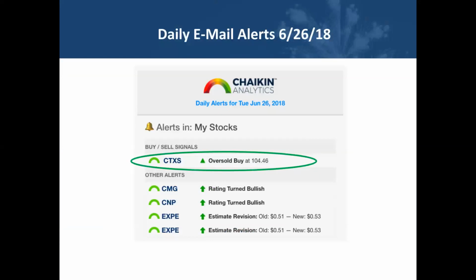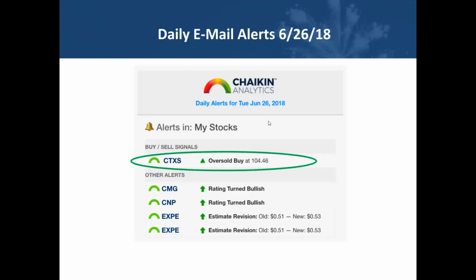And part of the done for you research is we will actually send you a daily email alert based on your watch list, right? So if you have a watch list of names that are potential long ideas, they're bullish stocks that are outperforming the market with strong money flow, you add them to a list within Chaikin Analytics, and then every day you receive an email before the market opens alerting you that something important has happened with your stock. And in this case, this was back on June 26th.